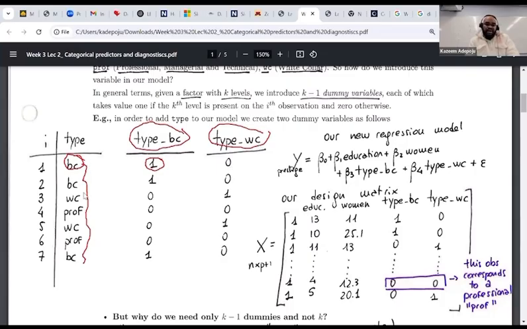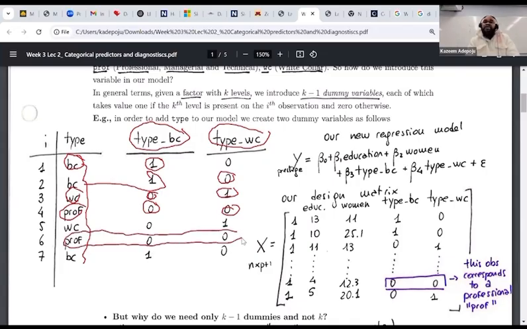You take a look at it. BC is here, 1. Can you see that? WC is not here, 0. When I come to WC, under BC it is going to be 0, and here it is going to be 1. When I come to the other one that I said I want to reference, it's going to be 0, 0 at both sides. You see that? It is not in BC and it's not in WC. Now, you will see that whenever PROF comes up, it's going to be 0, 0. With that, I can reference that.